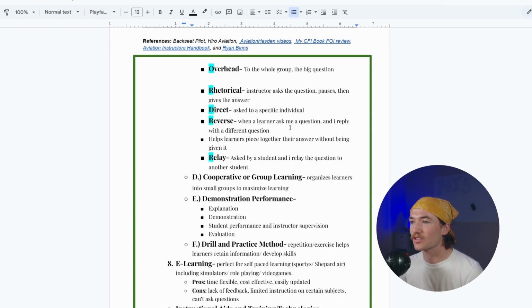This is when a learner asks me a question and I reply with a different question. So this helps the learner piece together their answer without being given it. So for example, somebody's like, how is lift created? And then I can reverse it to them and be like, well, what's Bernoulli's principle? What's Newton's third law?